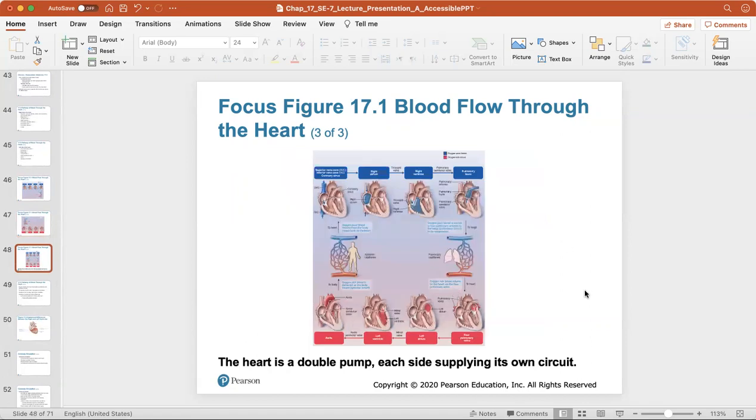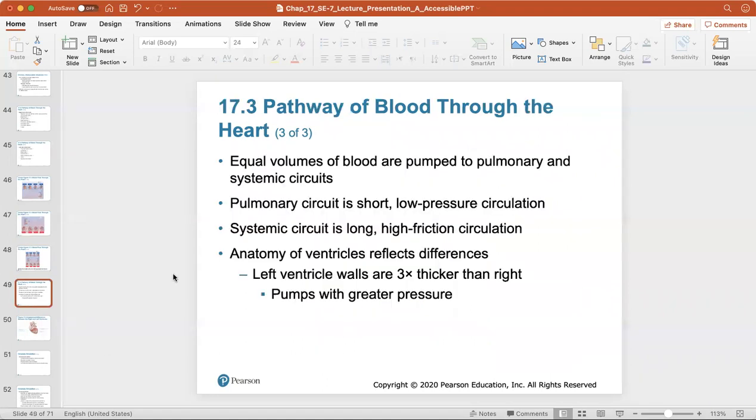And again, if you can kind of remember that the heart is a double pump, each side supplying its own circuit. So again, the right side of the heart supplies blood to the pulmonary circuit, and the left side of the heart supplies blood to the systemic circuit. Equal volumes of blood are always pumped to the pulmonary and systemic circuits. The pulmonary circuit is a short, low pressure circulation, and the systemic circuit is a long, high friction circulation. And the anatomy of the ventricles will reflect these differences.